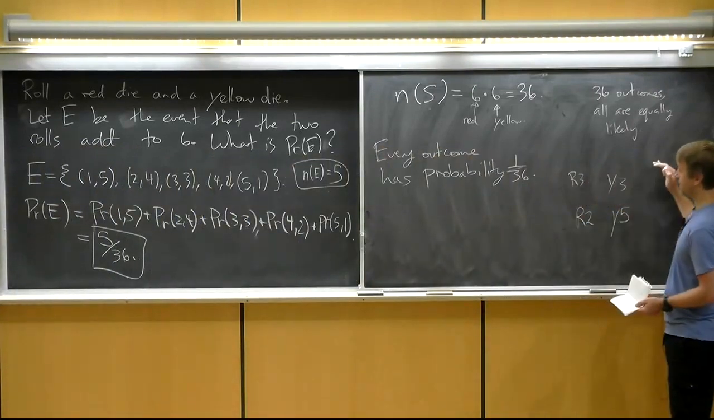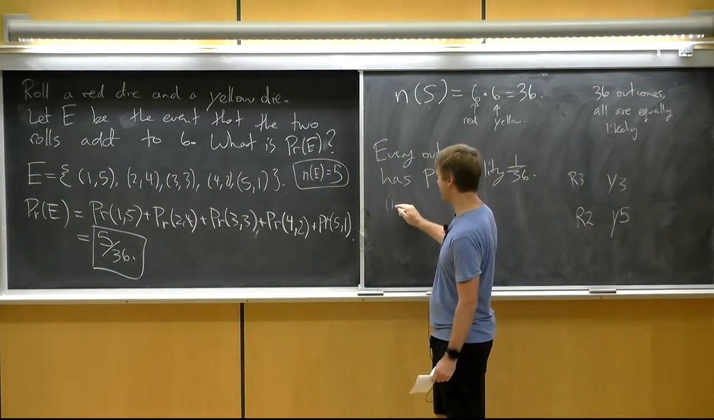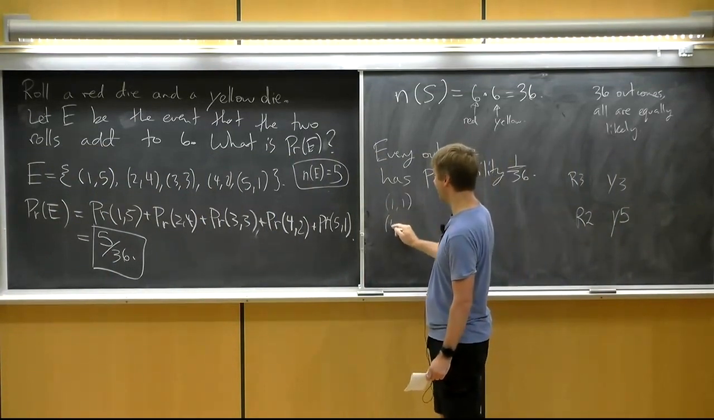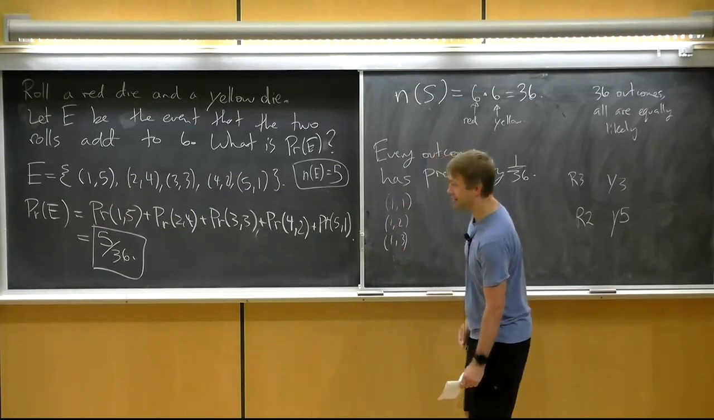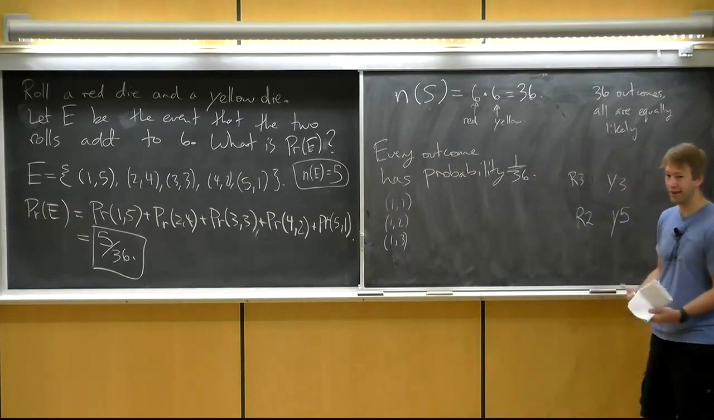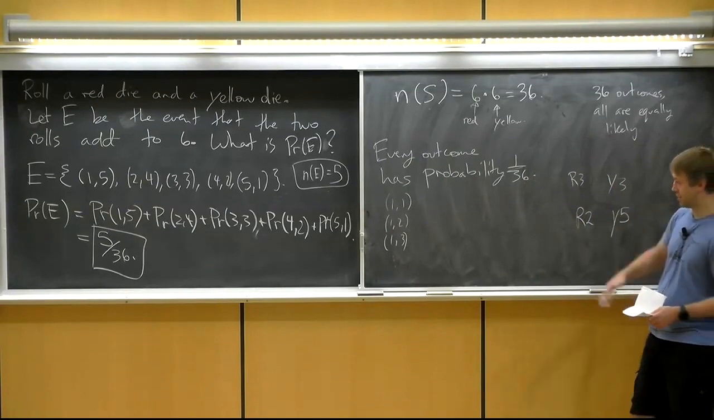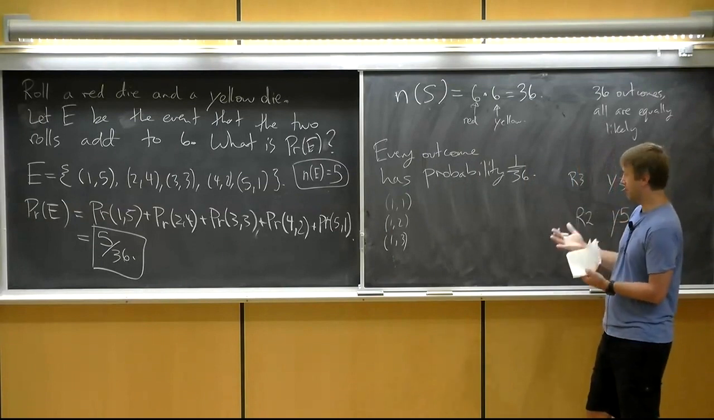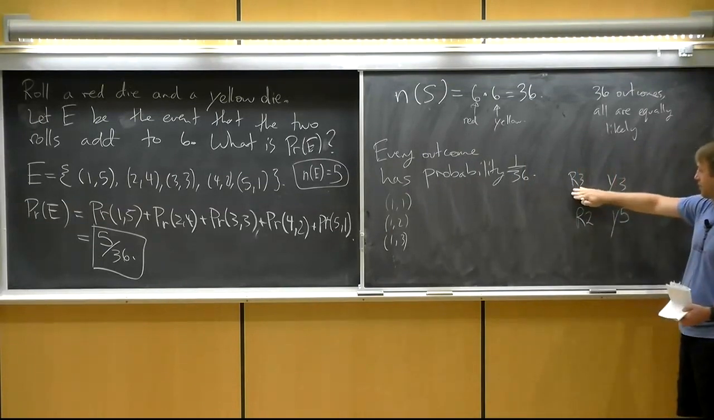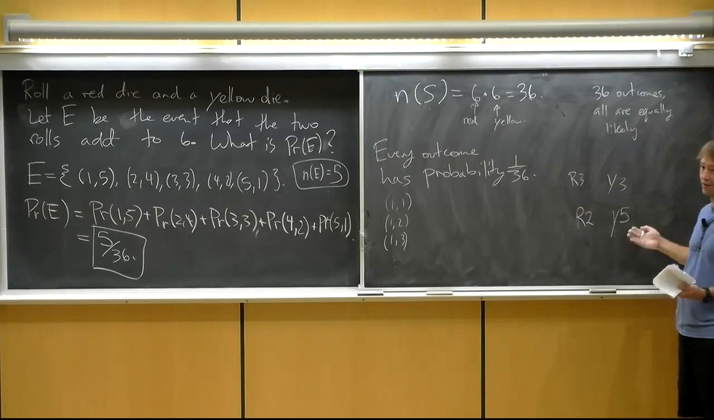If you're really questioning this, you could write down all of your outcomes and convince yourself of it, right? Your outcomes are 1, 1, 1, 2, 1, 3, and so on. All of these should have a 1 over 36 chance of happening, and you will get exactly 36 outcomes. And seeing a red 3 and a yellow 3 is the same chance as seeing a red 2 and a yellow 5.